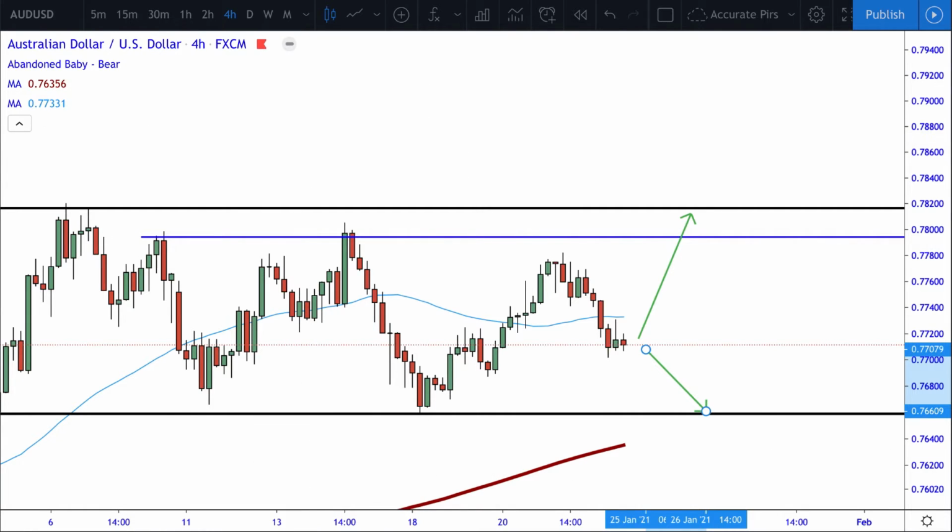I'm going to leave it so you lot can have a look. Take a quick screenshot, whatever you want to do. Mark up those price levels right there.